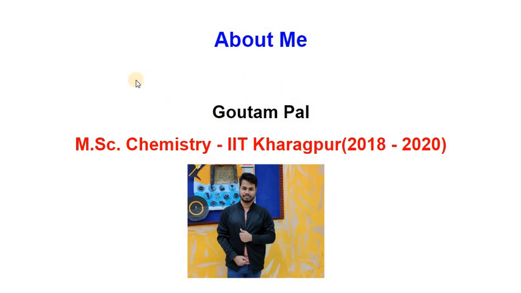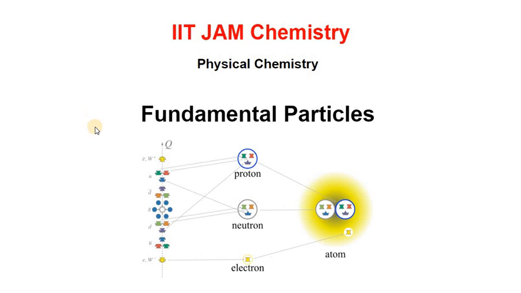So this will be a total video series of IIT JAM chemistry examination. In this video I will be talking about the fundamental particles. This is the topic of atomic and molecular structure. This is the first chapter, atomic and molecular structure, from the IIT JAM chemistry syllabus, IIT JAM physical chemistry syllabus. I am not considering the basic mathematical concepts chapter, so I am just taking the atomic and molecular chapter as the first chapter. In that chapter the first topic is fundamental particles.